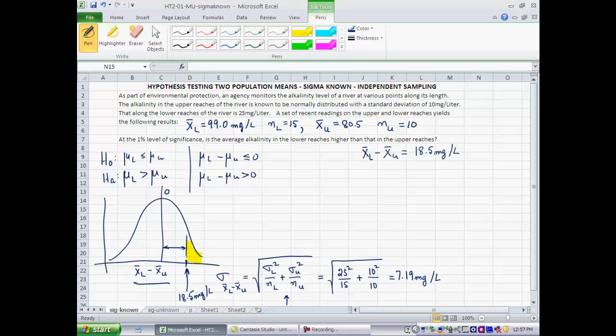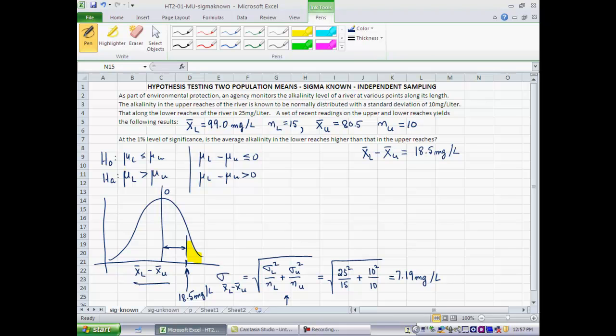But of course, I won't be able to make a call on that for sure until I check whether the 18.5 milligrams per liter is large enough. And what do you mean by large enough? You know that process. We just have to standardize. And how do we go about standardizing? I need to know the standard deviation of the sample statistic that I'm using.